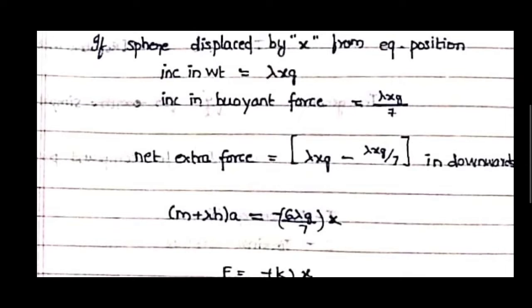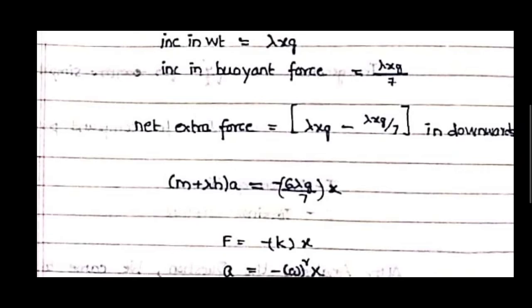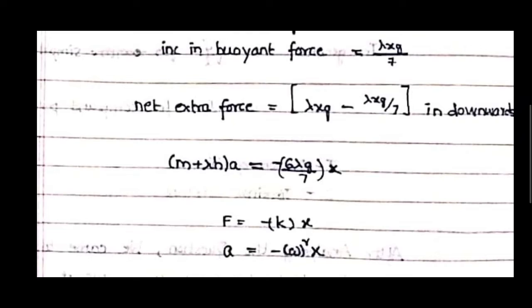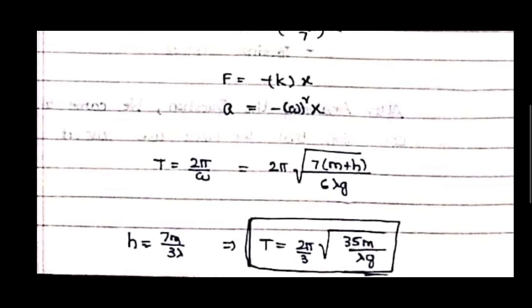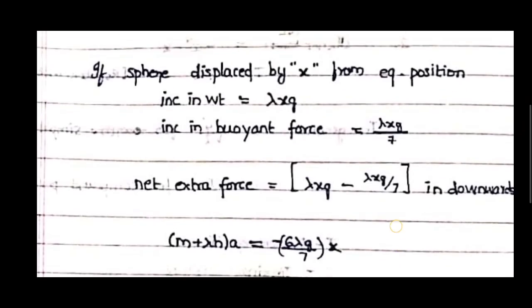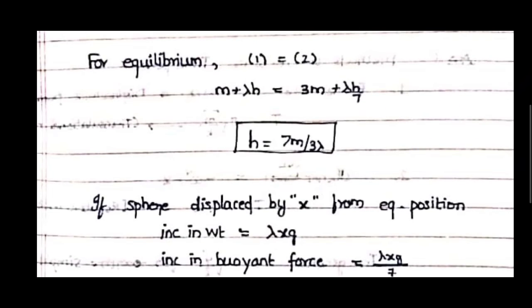And the extra force will be m plus lambda h into a, since force means mass into acceleration. Here mass is m plus lambda h, where lambda is the mass per unit length, into a equal to minus 6 lambda g by 7 into x. This must be compared with a equal to minus omega square x. By that we can get the omega value as 6 lambda g by 7 into m plus lambda h. We have calculated the h value as 7m by 3 lambda.